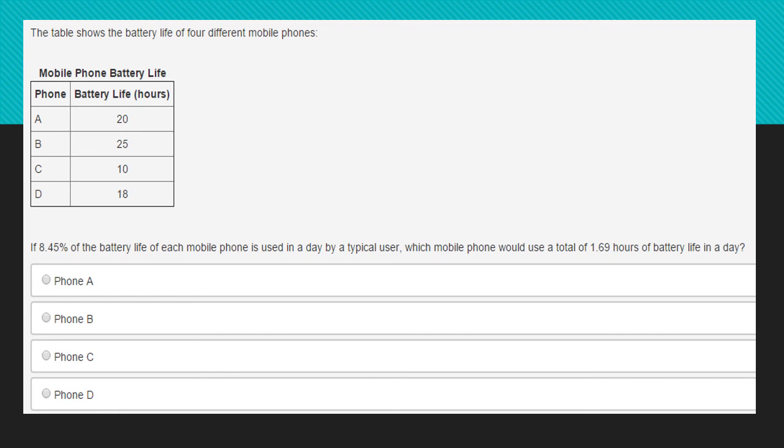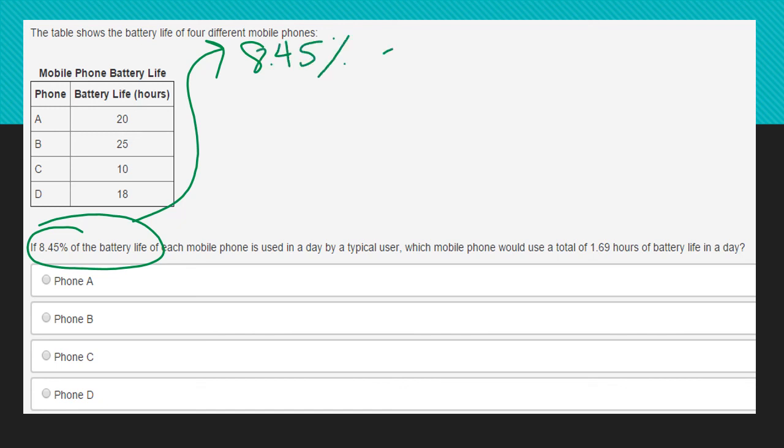First thing we want to keep in mind here is we have a percentage. And it's saying we're using 8.45% of our total. If we're using 8.45% of our total, there's a couple of things to keep in mind. I know we have another number here that we're going to look at in a minute, but let's take care of this percentage first.